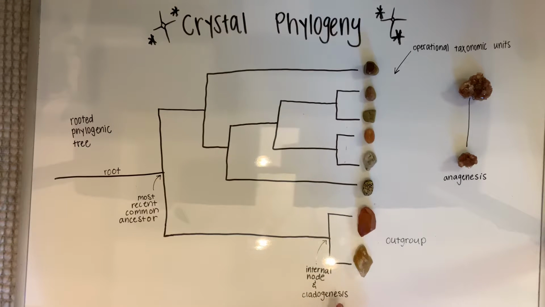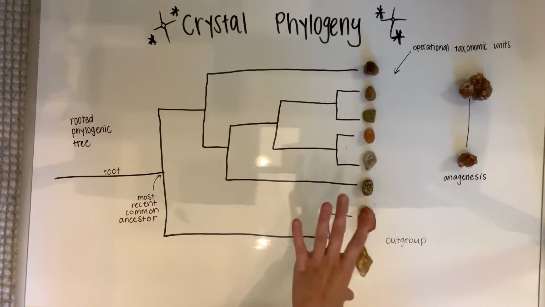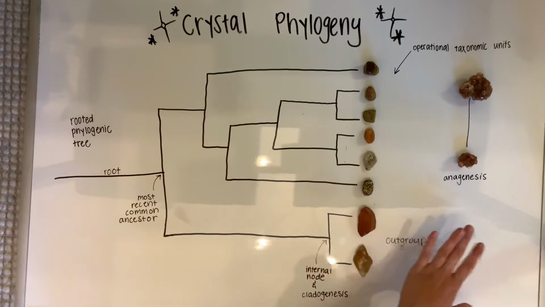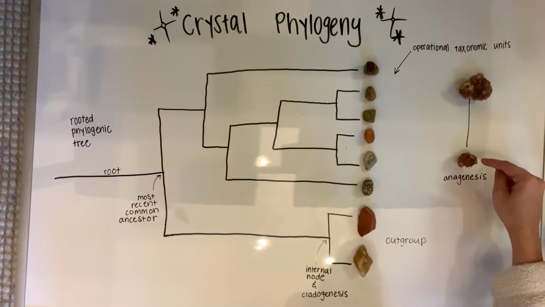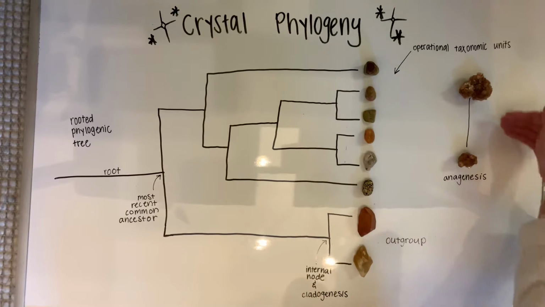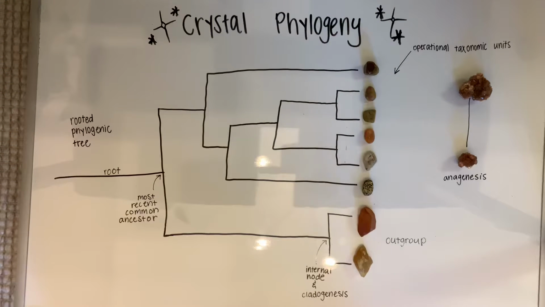So that leads us to cladogenesis. This is whenever one ancestor splits off to form more. And on the contrary, we have anagenesis, which is where one ancestor evolves not through splitting off, but through time to reach our next organism.